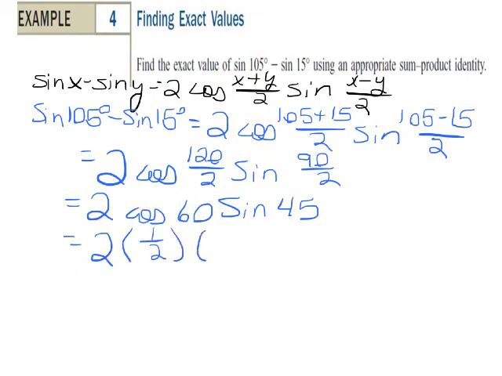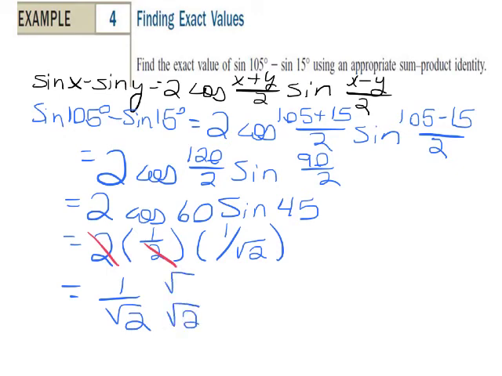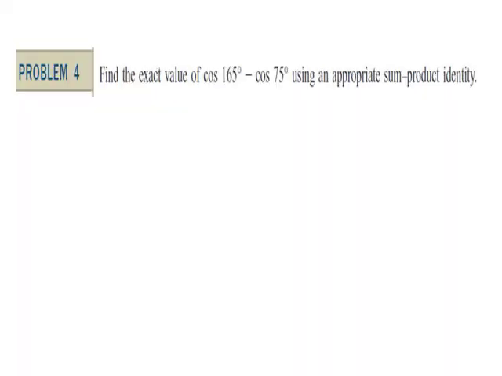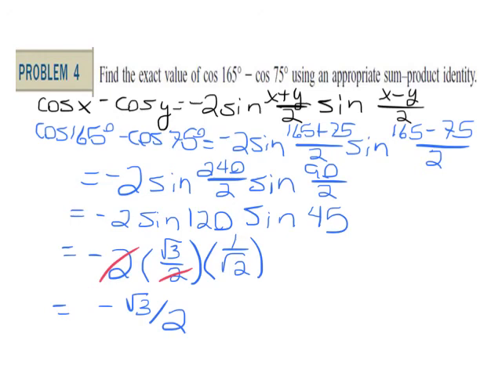And cosine of 60 is 1/2, and the sine of 45 is 1 over the square root of 2. When you multiply across, these two are going to cancel. You end up with 1 over the square root of 2, but we don't like square roots on the bottom, so if we multiply the top and the bottom, we get square root of 2 over 2. Okay, it's your turn. Go ahead and pause. Here's the answer. I hope you did good.